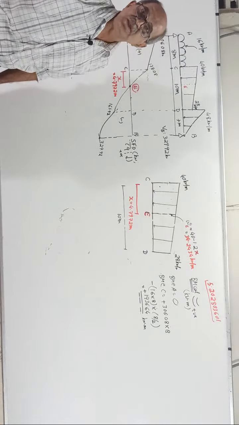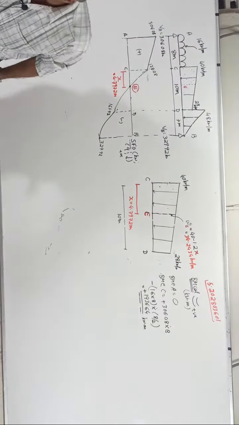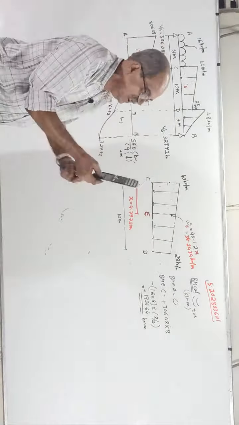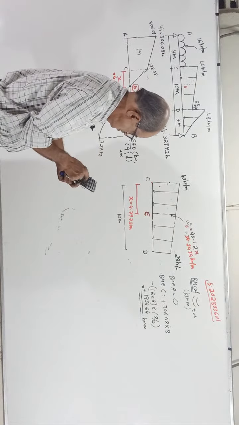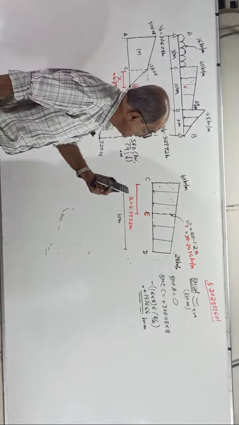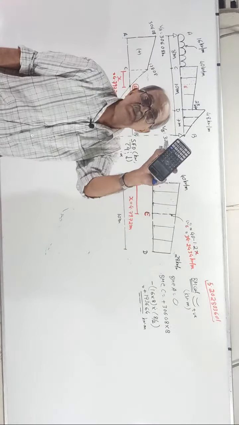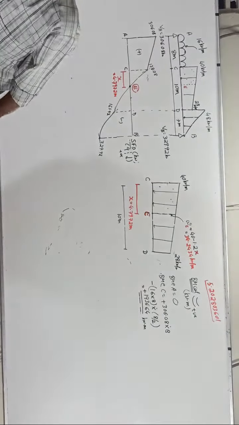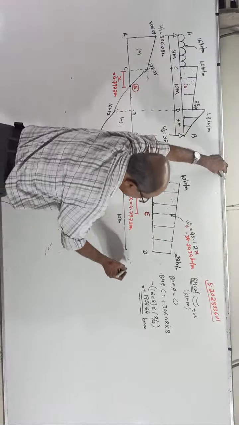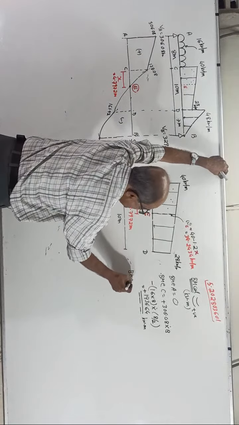Sorry, explained 1000 times. Calculate. I will calculate in front of you only. See. Yes, 1936.64. Same answer came. Yes. Okay, now BM at, next BM at D.